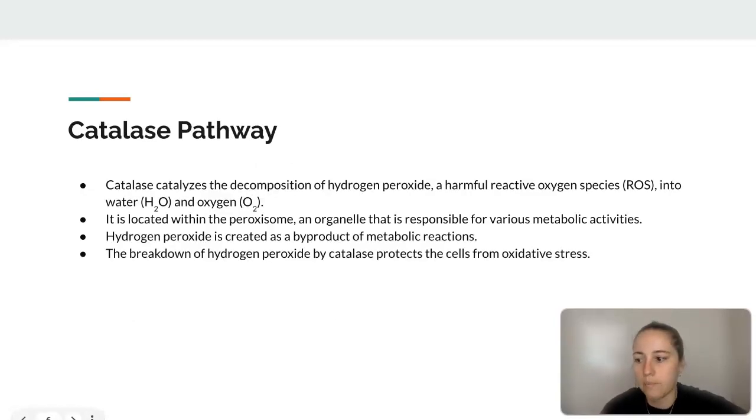Catalase pathway. Catalase in Bos peroxisomes plays a crucial role in maintaining cellular integrity and protecting against oxidative damage by efficiently breaking down hydrogen peroxide into water and oxygen. Additionally, it contributes to the detoxification of harmful compounds, highlighting its significance in cellular homeostasis and defense mechanisms.